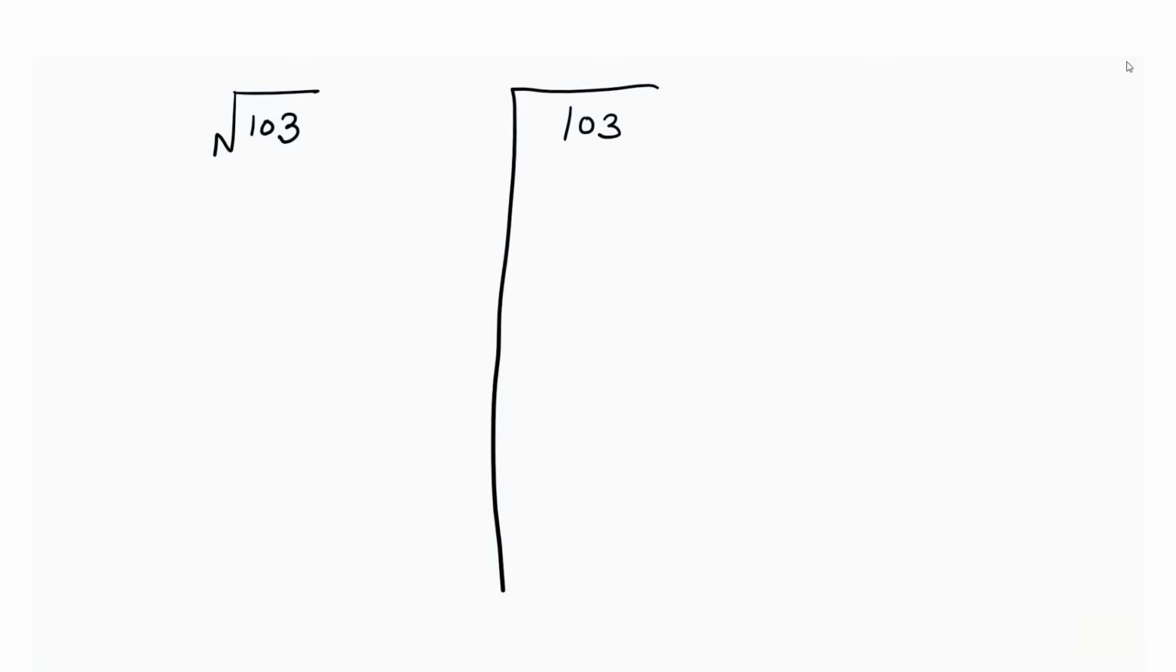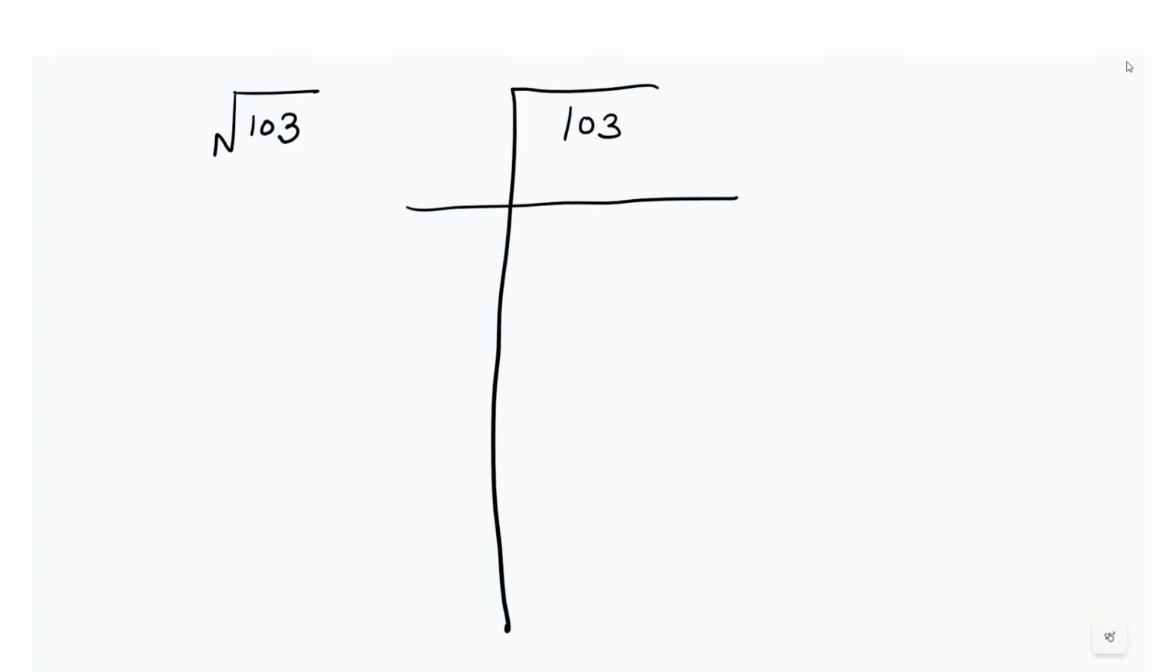Hi everyone. One of the viewers requested me to make a video on square root of numbers which are not perfect squares or cannot be solved by prime factorization. So let's learn about it. We will calculate the square root of 103. To calculate the square root of 103, we have to follow the division method.